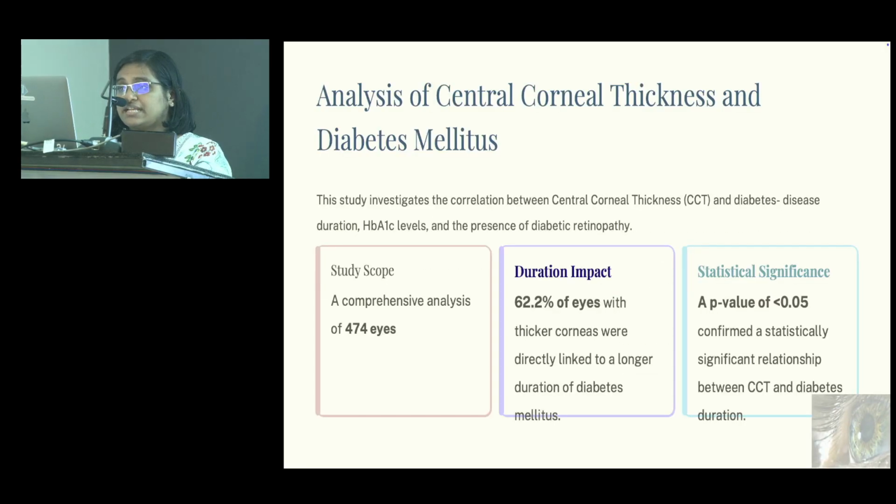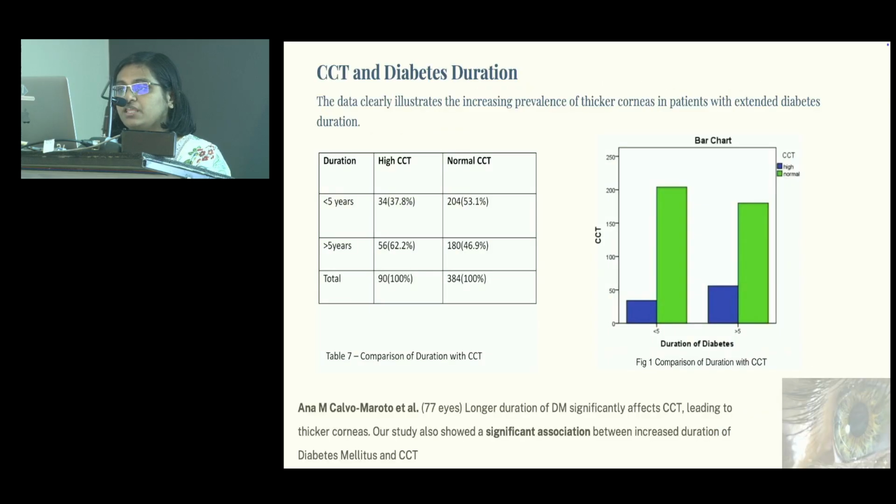Here we tried to correlate central corneal thickness with diabetes duration, HbA1c levels, and presence of diabetic retinopathy. It was seen that 62% of eyes with thicker corneas were directly linked to a longer duration of diabetes mellitus, and it had statistical significance with a p-value less than 0.05. This is a chart on the table. A similar study by Anna M. Calvo also had similar results.